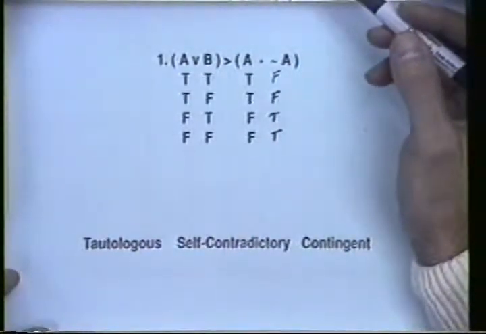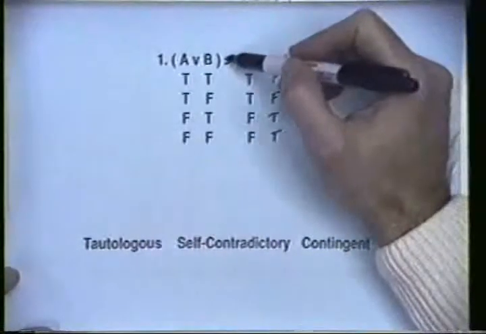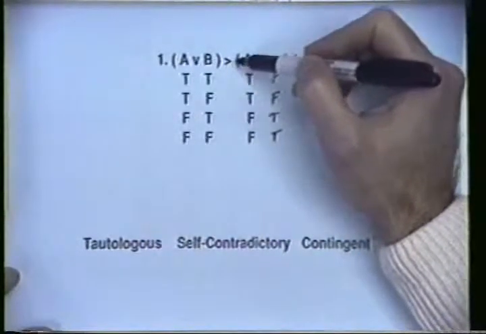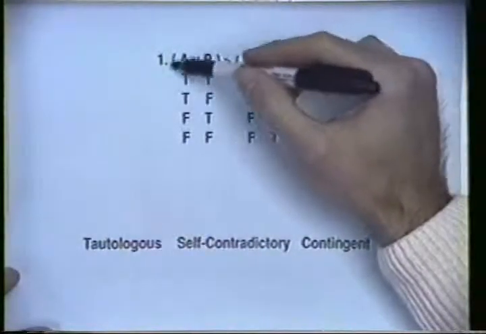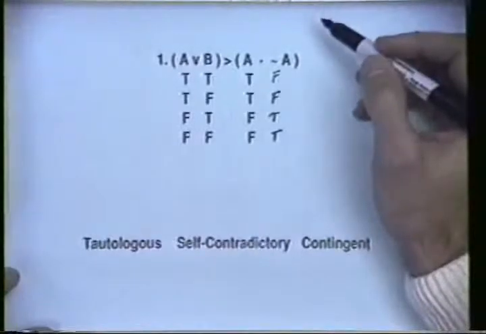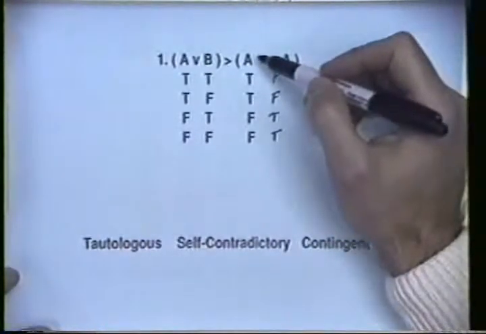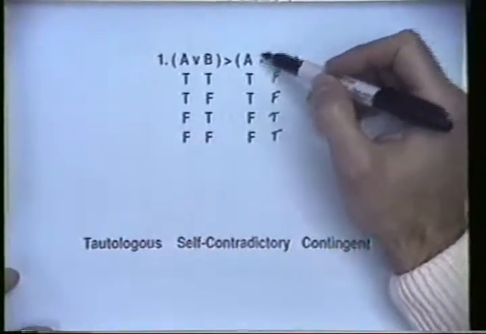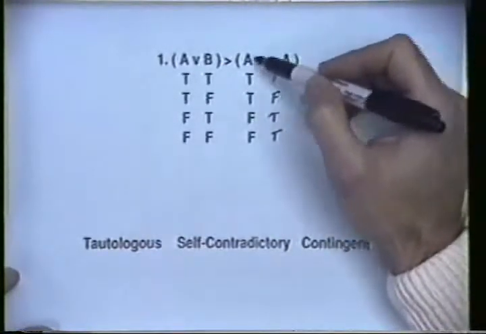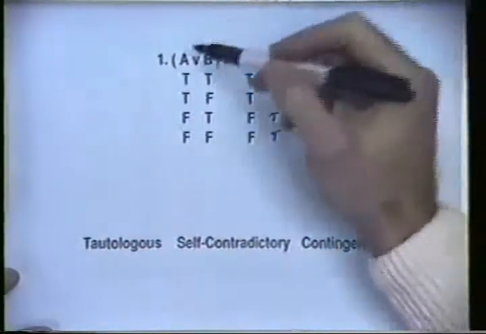And here again we have to use the idea of the main connective. Remember now, this conditional, this hook here, is the main connective. It's bringing together this unit, A or B, with this conjunction, A and not A. So we have to work from inside out, which means that the first columns that need to be developed are the ones that bring the units inside the parentheses together. So let's start over here.